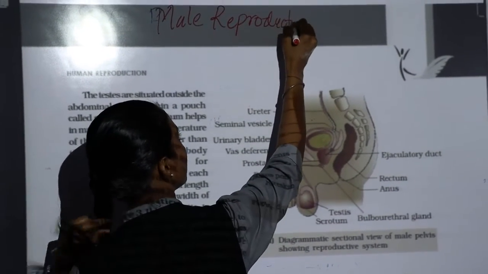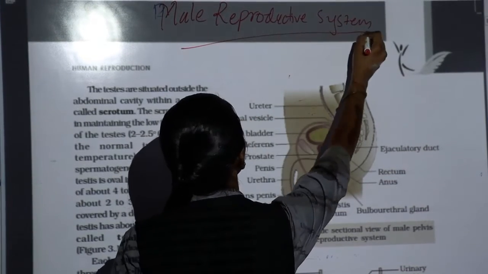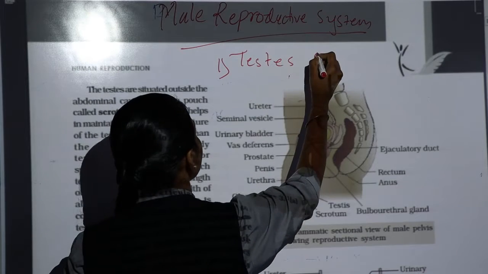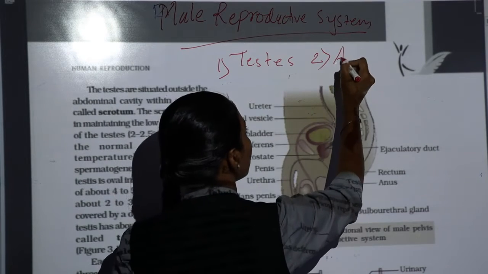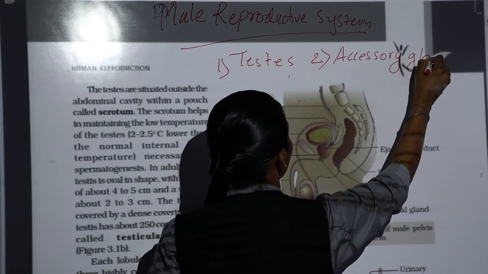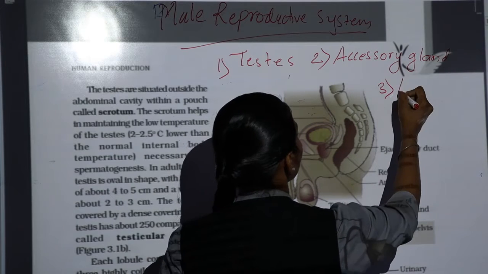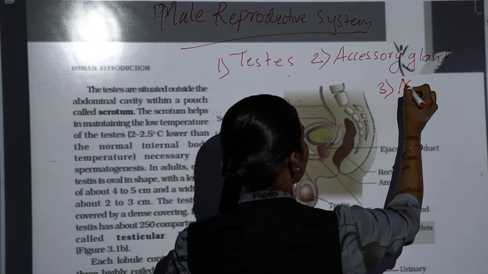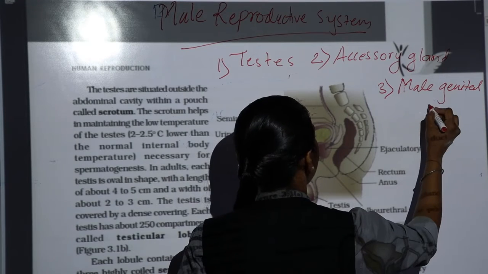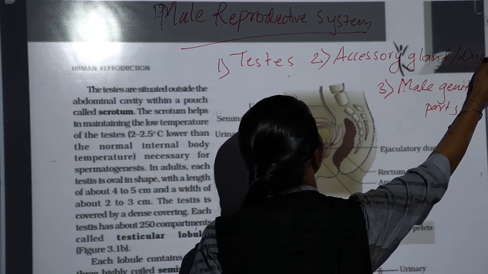male reproductive system, we will be seeing first the testis, second we will be seeing the accessory glands. Okay, once the accessory glands are completed, then we will see the male genital parts, as well as we will also see the ducts.